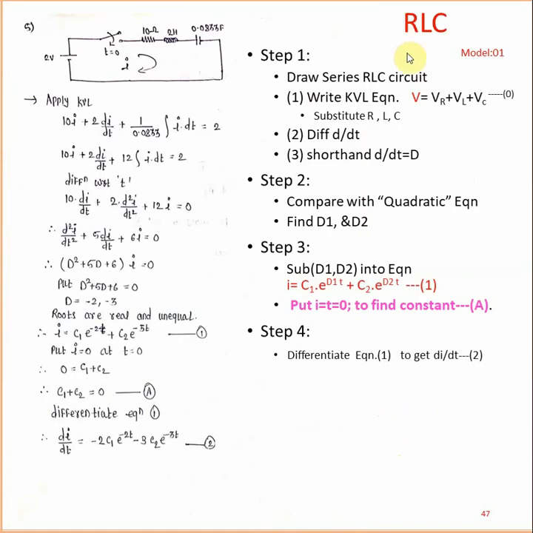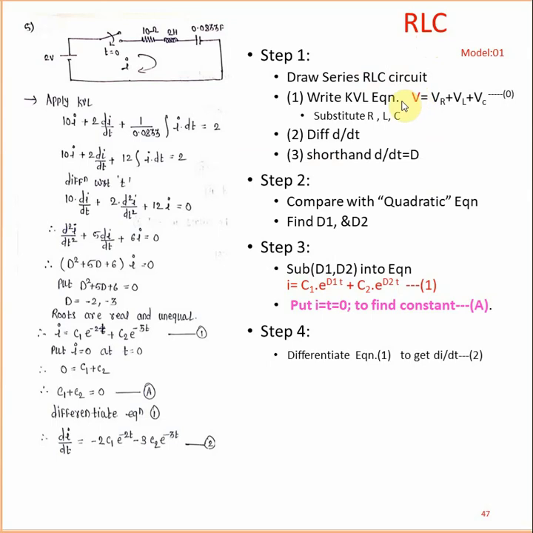Next one is the RLC circuit. RLC circuits. So what are the steps you are going to keep in mind? Step number 1 is find the KVL. V is equal to VR plus VL plus VC. This is equation number 0. After that I will substitute the R value, L value and C value. Then I will differentiate one time. After that is shorthand, d by dt is equal to D. This is step number 1, it is over.